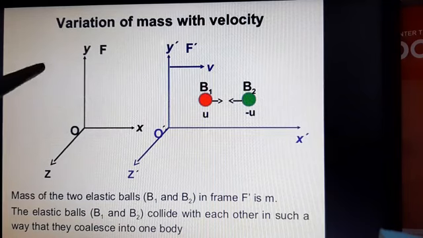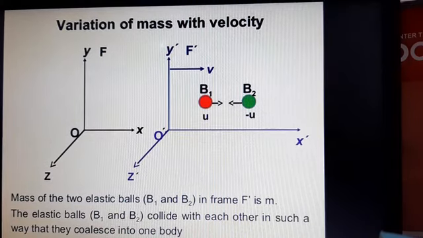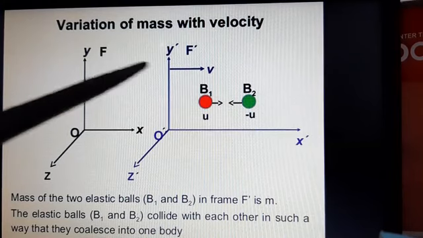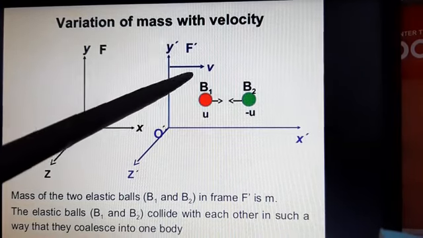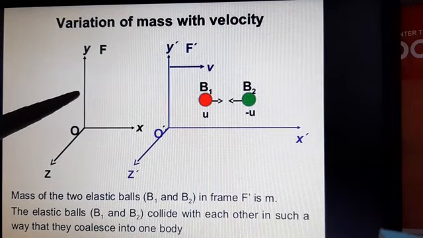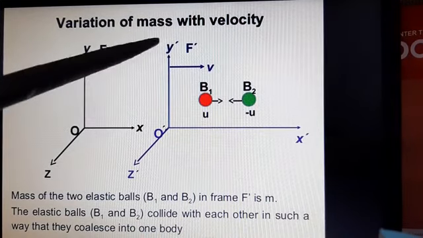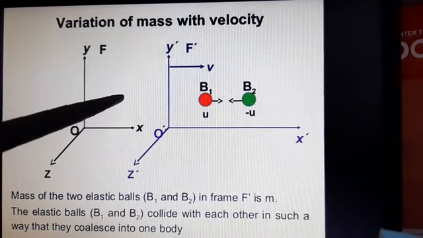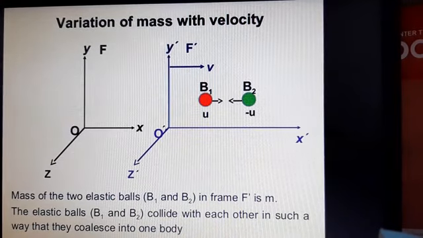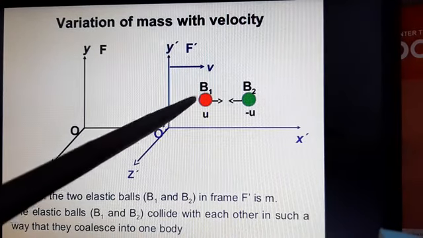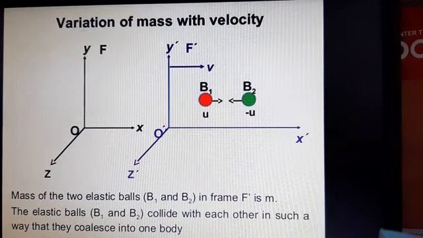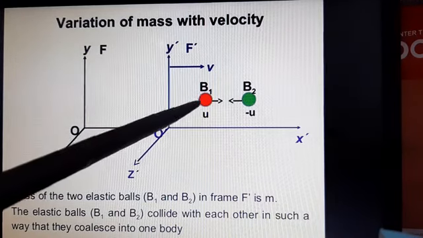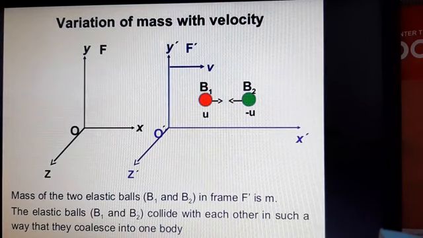Now, to prove this formula, we will consider two inertial frames of reference, as we have already been using. Let two frames F and F dash, with F dash moving with velocity v with respect to the F frame along the x-axis. But in this case, in the variation of mass, we will consider two particles, or two balls, b1 and b2. b1 is the red ball, b2 is the green ball.